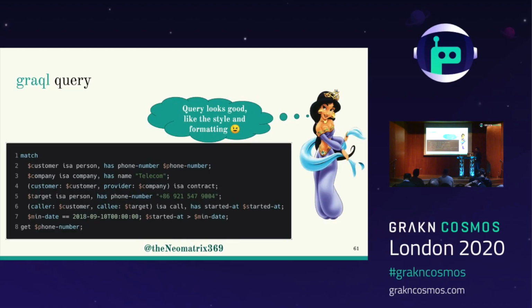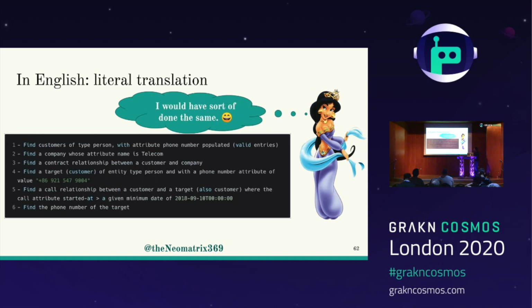Let's pick up a Graql query. Is everybody able to see that? Okay, again, the slides will come in handy if you have them before you. So this is a Graql query. It's easy to read, actually, if you spend a little bit of time. It's 8 lines. If you drop off the first line, it's actually 7 lines. So let's decompose this step by step. If I had to literally write the meaning of each of those lines in English, what is it? Find customers of type person with attribute person number, populated, meaning valid entries, find a company whose attribute name is telecom, and so on and so forth.